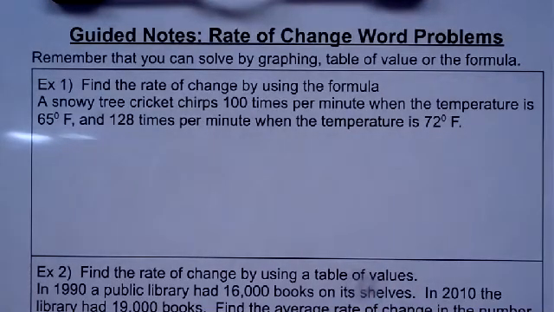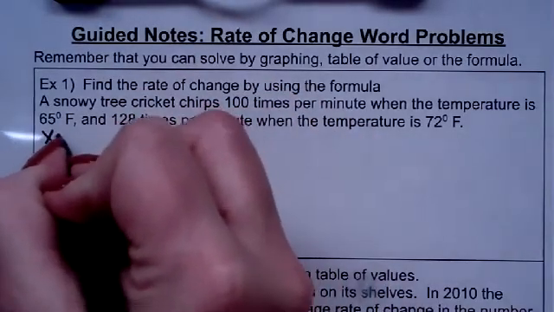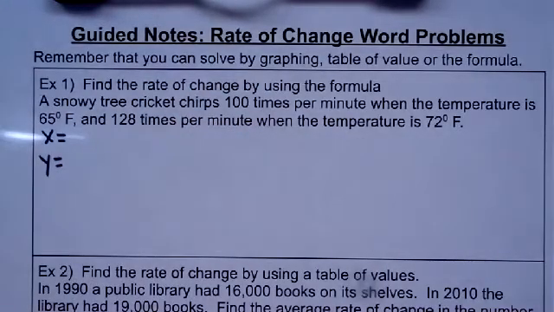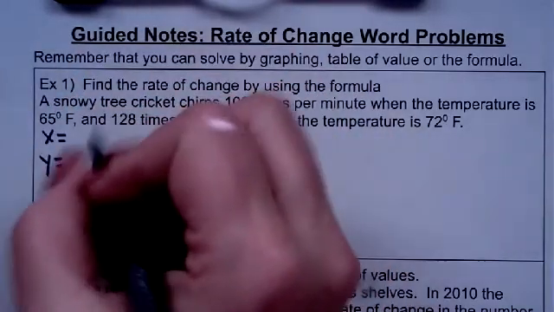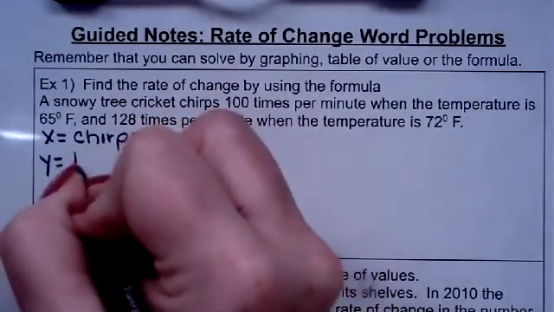The situation we have here is a snowy tree cricket chirps 100 times per minute when the temperature is 65 degrees and 128 times per minute when the temperature is 72 degrees. So the first thing we're going to do is identify what is X and what is Y. What are the two things that they're talking about? Not the two numbers, the two items. In this case, the two items they're talking about are the number of chirps and the temperature.